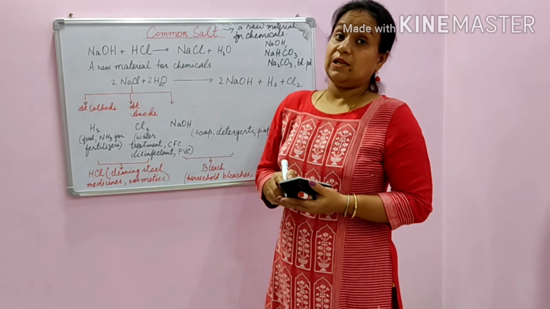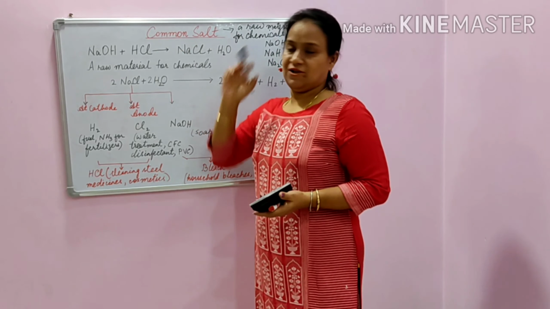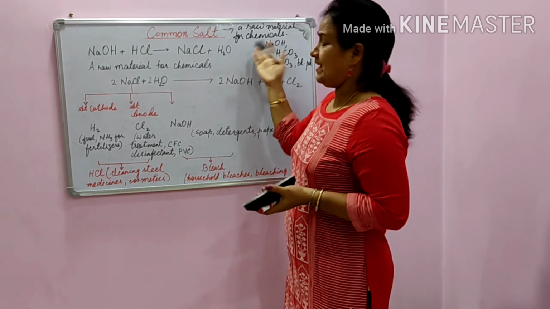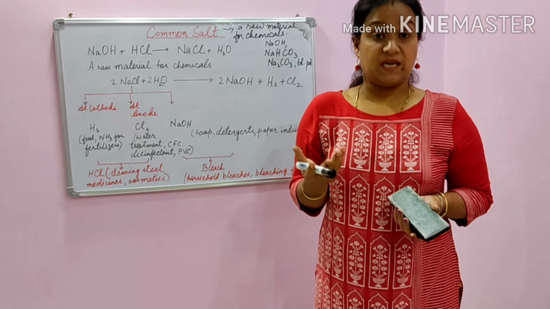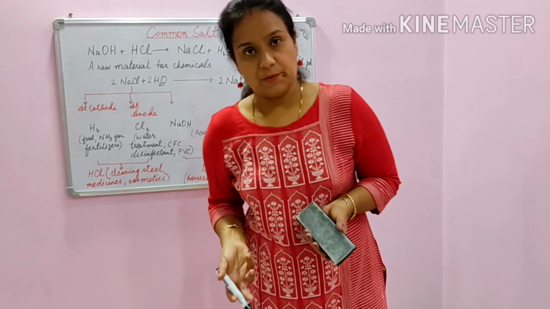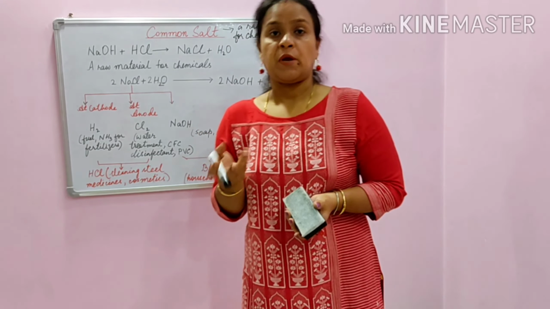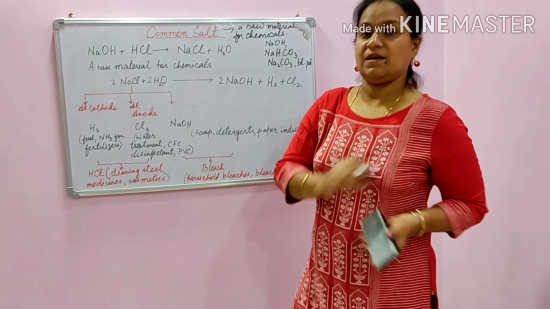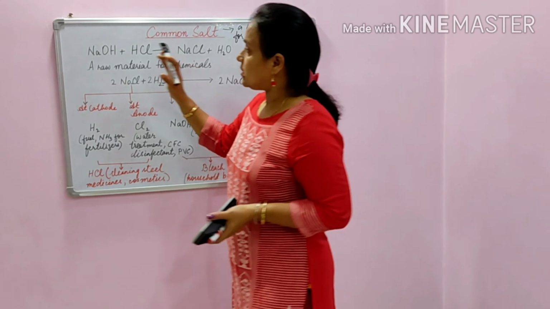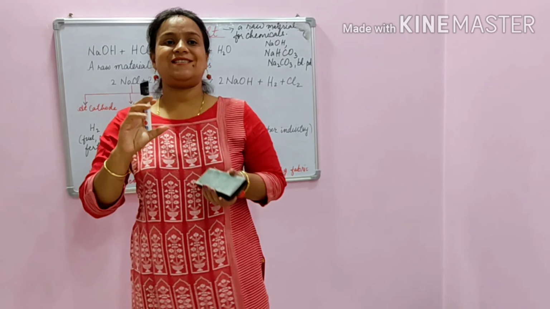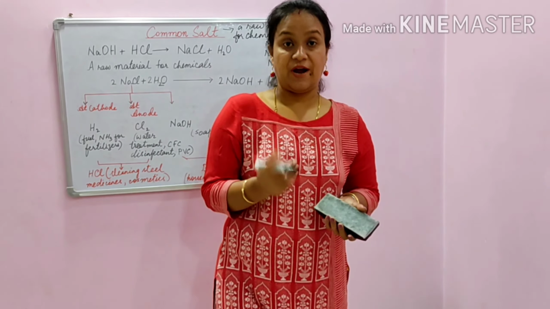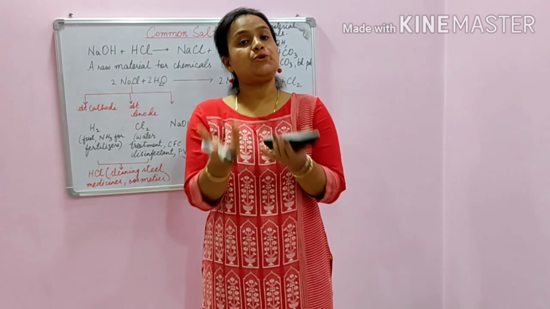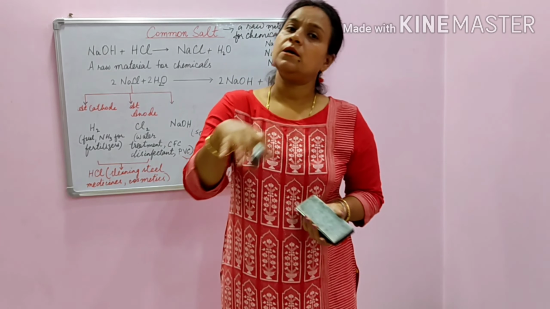This single compound, common salt, acts as a raw material for producing different chemicals like sodium hydroxide, baking soda, sodium hydrogen carbonate, washing soda, bleaching powder, and many more. Now let us understand how this happens. When we take an aqueous solution of sodium chloride, it is called brine. So brine is simply a solution of common salt in water.